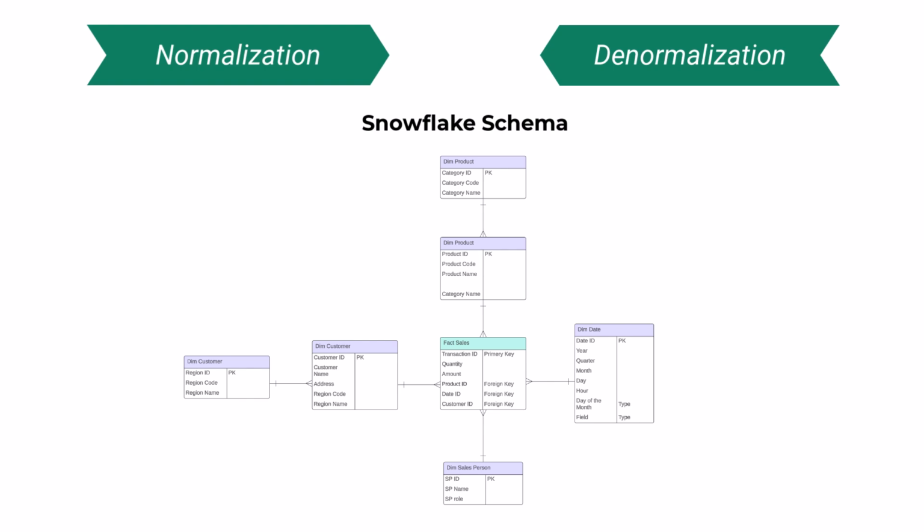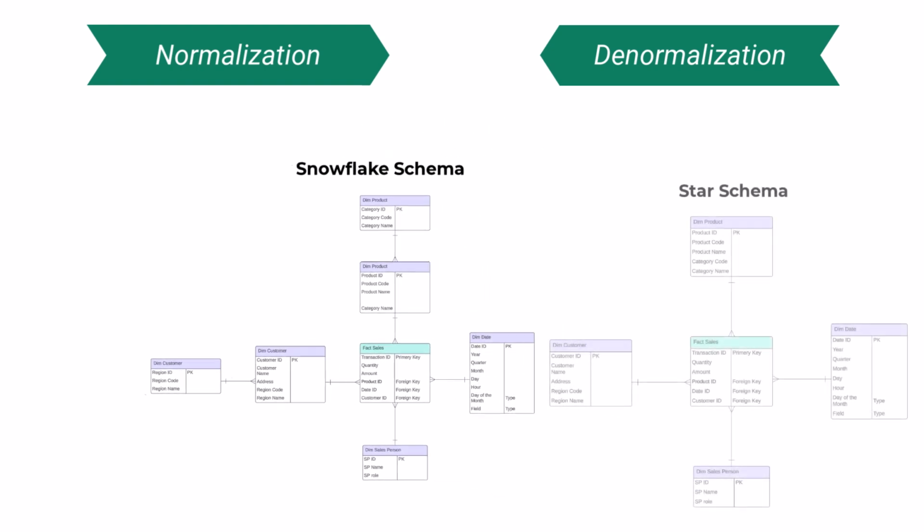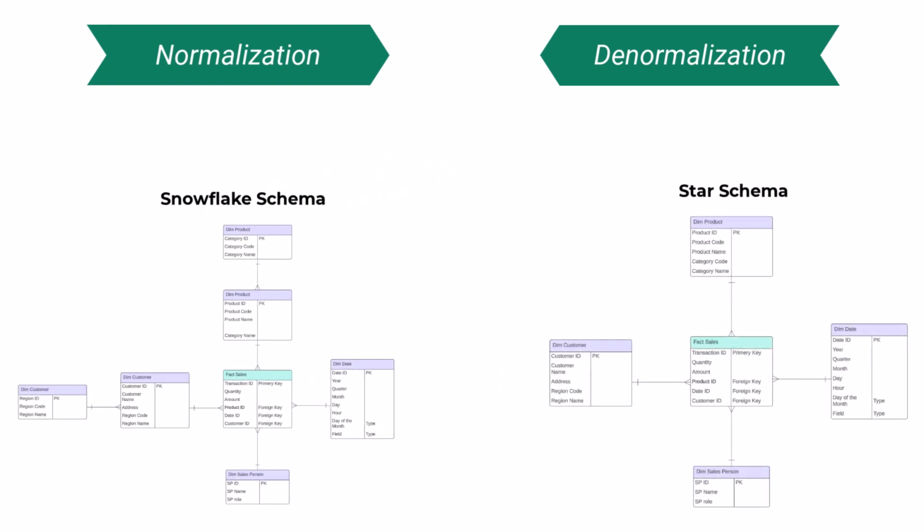For this reason, star schemas are generally preferred over snowflake schemas in data warehouses. Whether you create a star schema or snowflake schema, this type of data modeling process is called dimensional modeling. Dimensional modeling is a method of organizing database tables around fact and dimension tables.